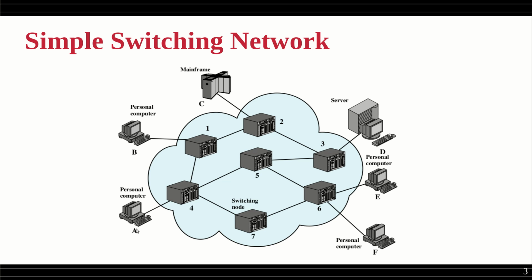Now see the device A, say it wants to communicate something to F. What it can do is send the information to switch 4. Now from switch 4 it will be routed through 5 and 6 to F, or through 7 and 6 to F. So that is the flexibility we are getting.